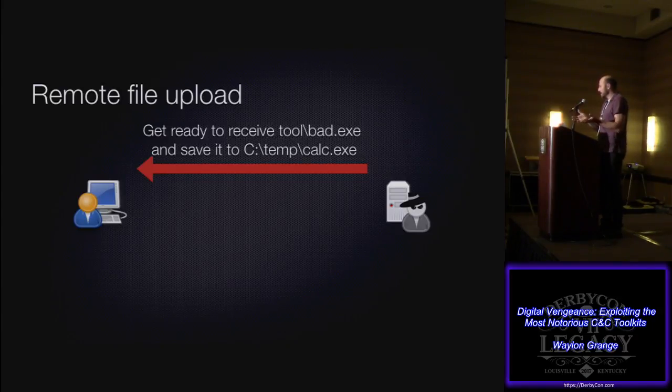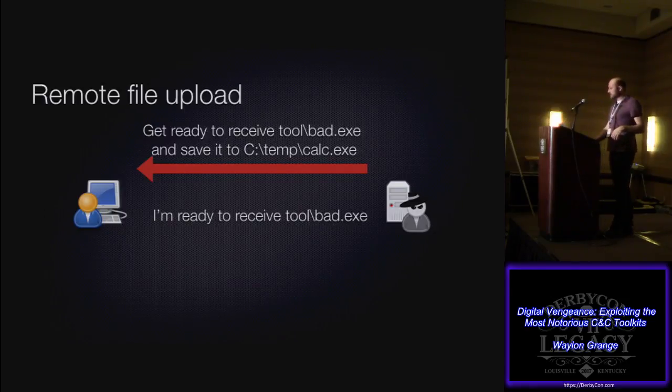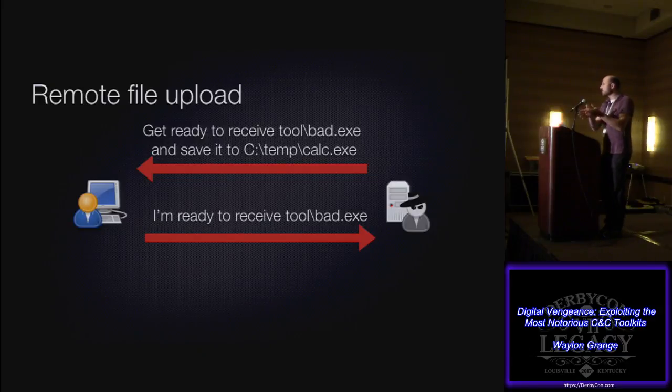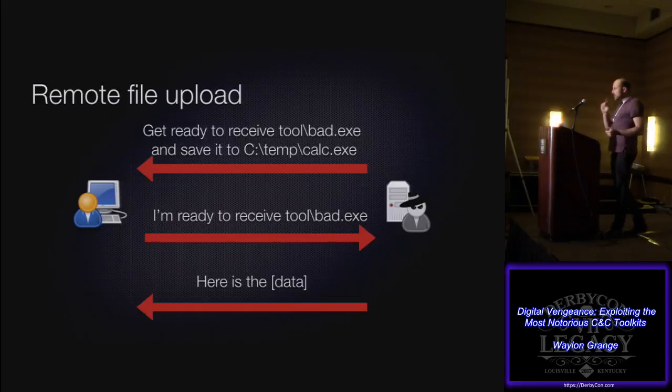So I started looking at this rat, and I started enumerating its capabilities, and I observed how it worked, looking for vulnerabilities. And one of the first things I saw was how it does a remote upload to the target. So when the adversary wants to load a file on the target's machine, it'll send a message and say, hey, get ready to receive my file tool.bad.exe, and I want you to save it to this folder named calc.exe. And then the target responds back, okay, I'm ready to receive your file /tool.bad.exe, and then it sends the data.